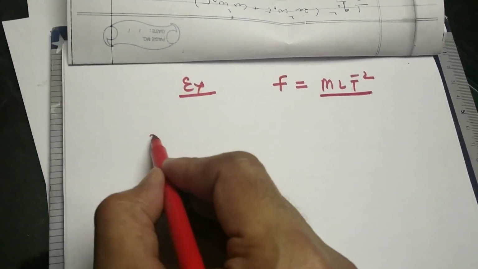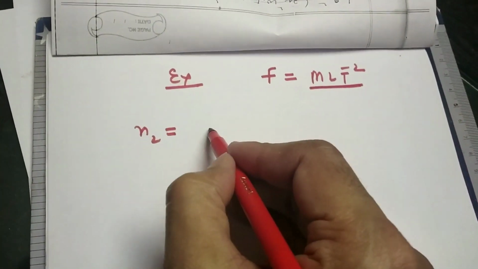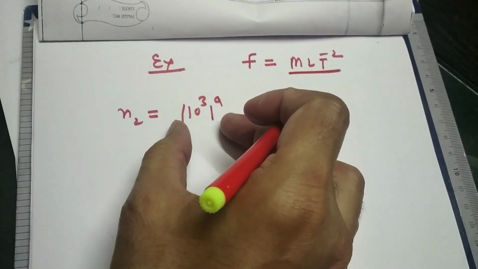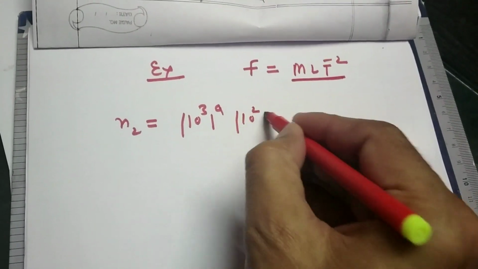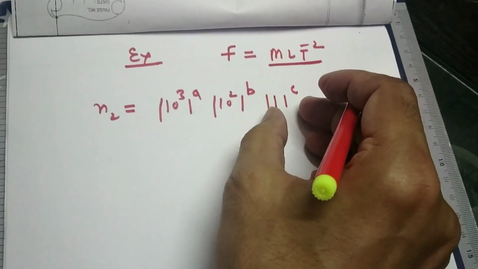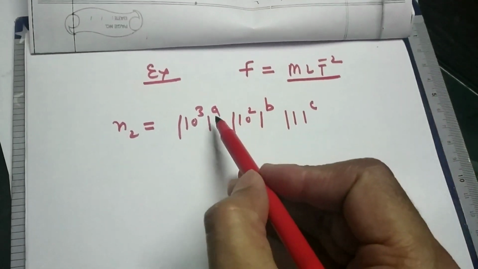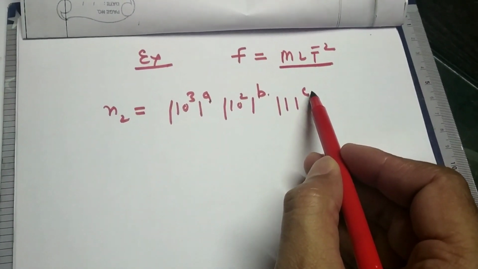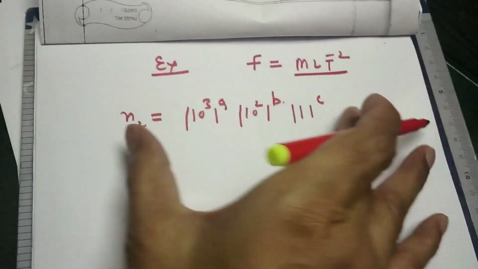Clear? And we know the formula N2. N2 is 10 power 3a, this is for mass. 10 power 2, this is for length. And 1, this is for time. Clear? So this a, b, c are the dimensions of any physical quantity. This is the common formula.